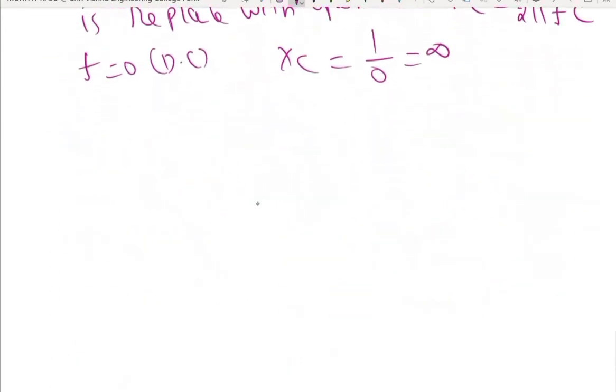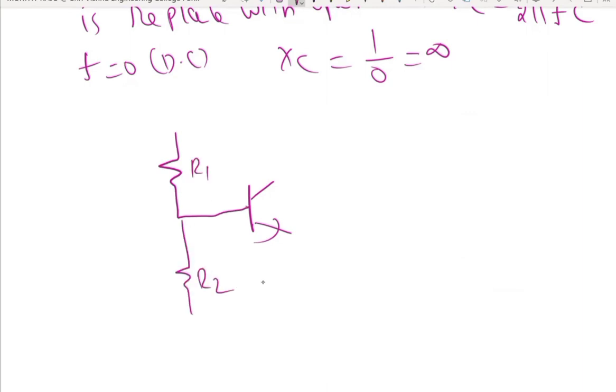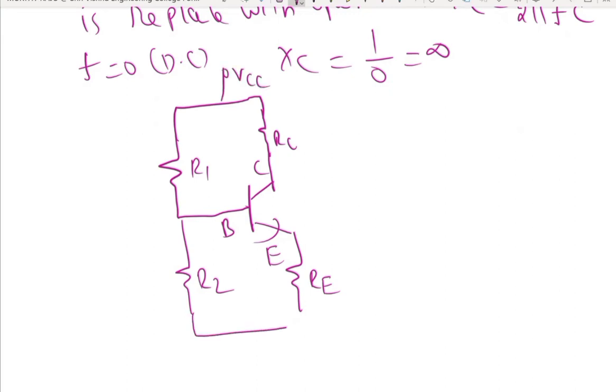After replacing, the circuit diagram is like that. R1, R2, RE. This is the base. This is the collector. This is the emitter. This is RC, VCC. Here, VCE. This is the DC equivalent circuit.